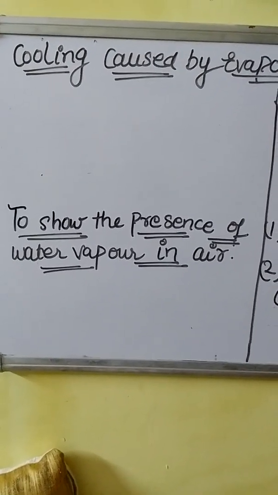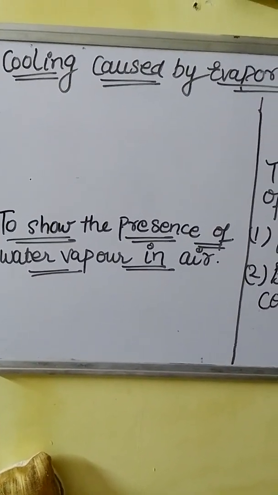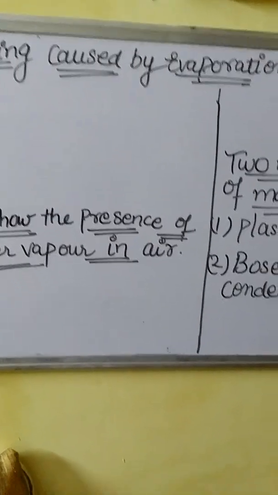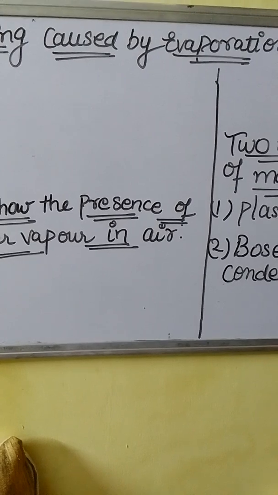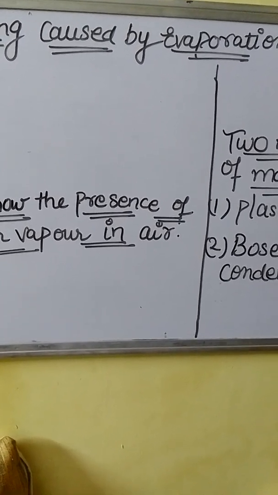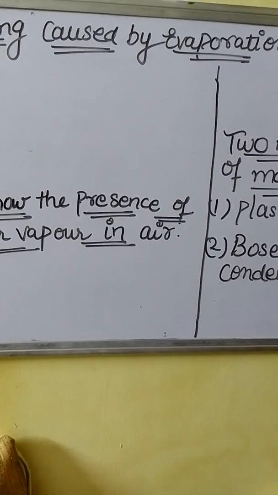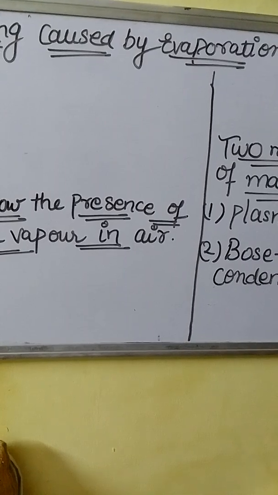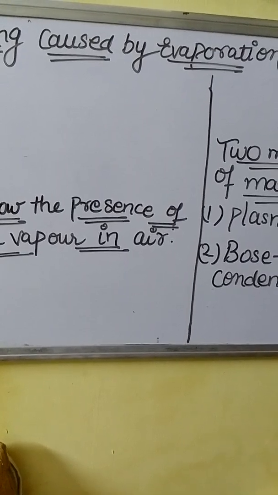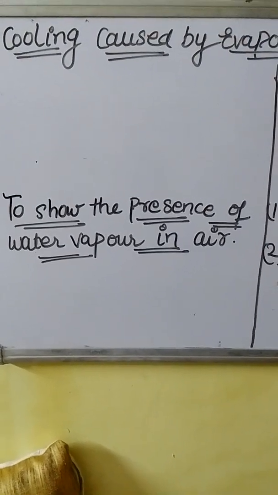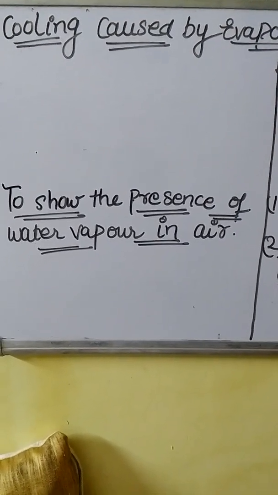Today we will discuss cooling caused by evaporation. I told you about evaporation. What is evaporation? Evaporation is a process in which a liquid is converted into its gaseous state below its boiling point, and it requires latent heat of vaporization. So we discuss the cooling caused by evaporation.